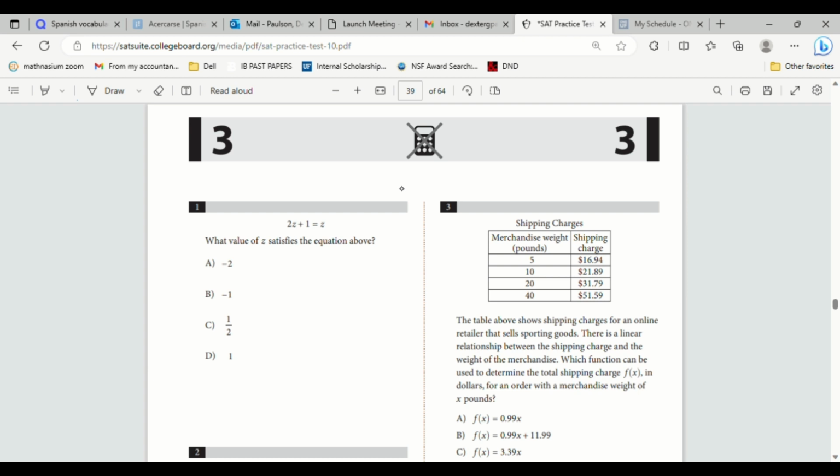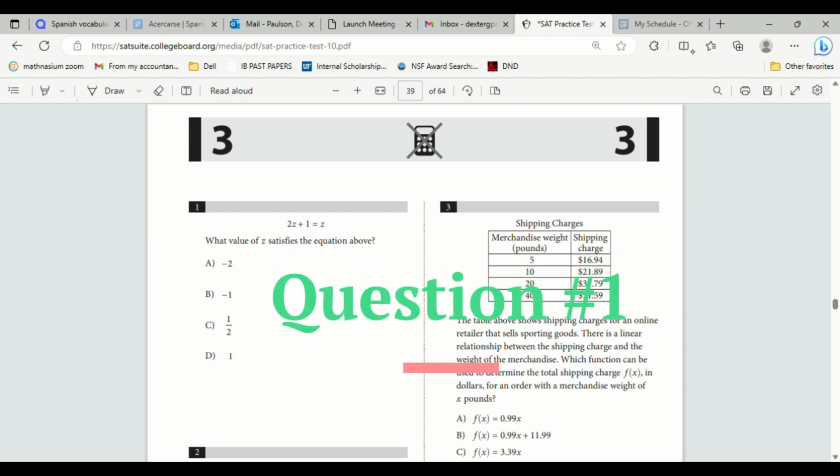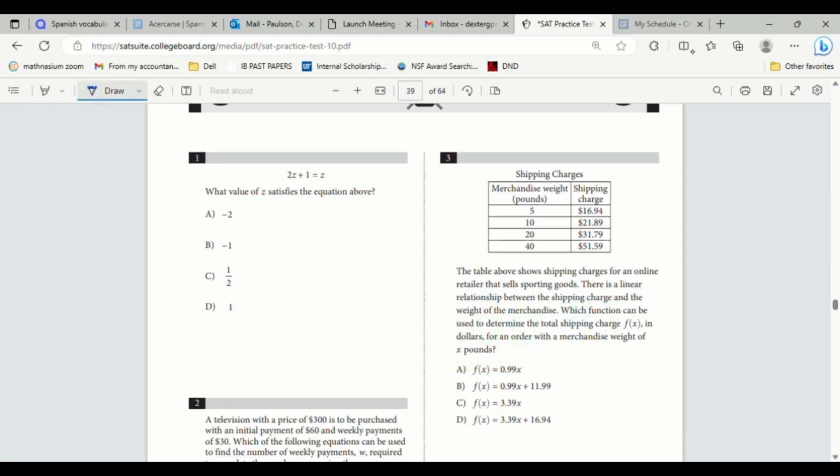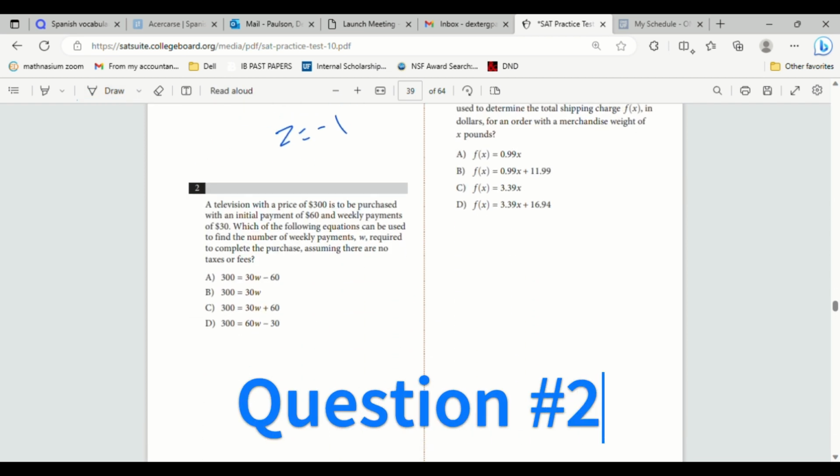So let's get started. Number 1, what value of z satisfies the equation above? So we have 2z plus 1 equals z. I'm going to subtract z from both sides. So that's z plus 1 equals 0. Subtract 1 from both sides, so z equals -1. So 1 is B.